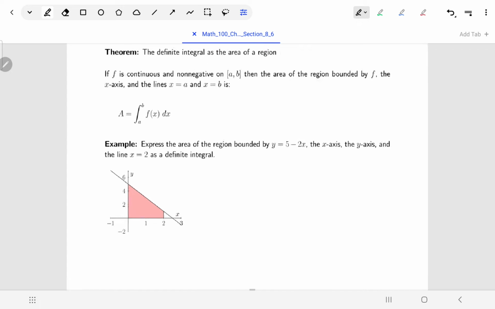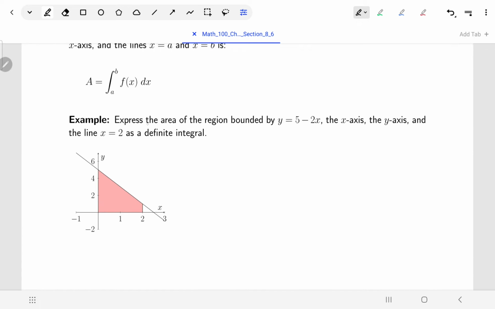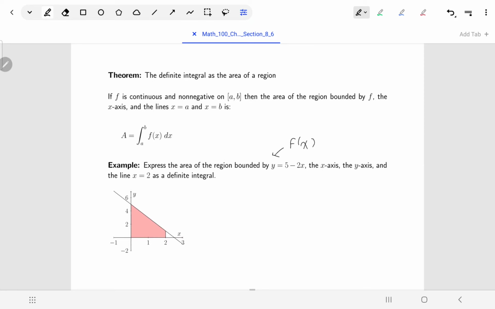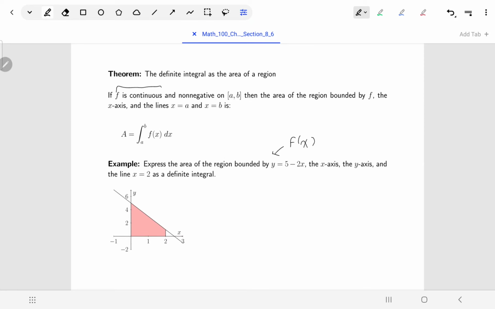So as an example here, I've got myself the question of express the area of the region bounded by this line, y equals 5 minus 2x, the x-axis, the y-axis, and the line x equals 2. And if I wanted to express that all as a definite integral. So first thing, if I'm thinking about this as being my function f of x, it definitely meets the condition of being continuous, and it is also non-negative.